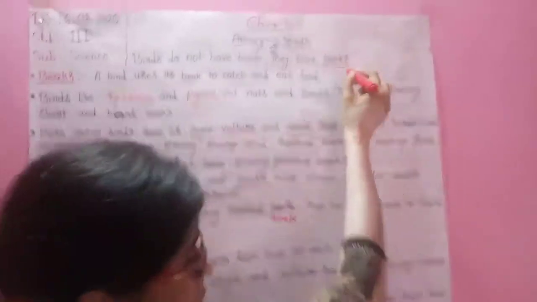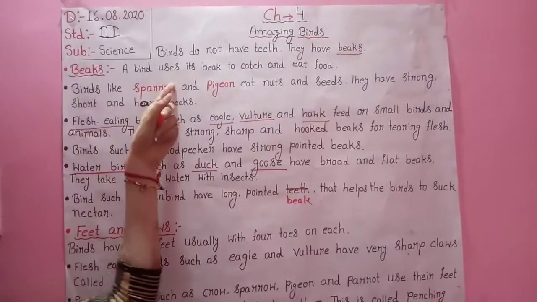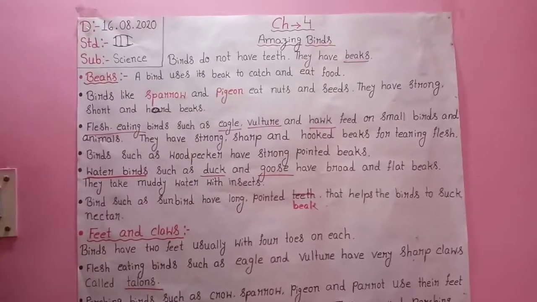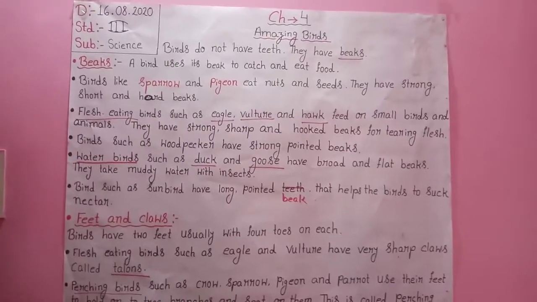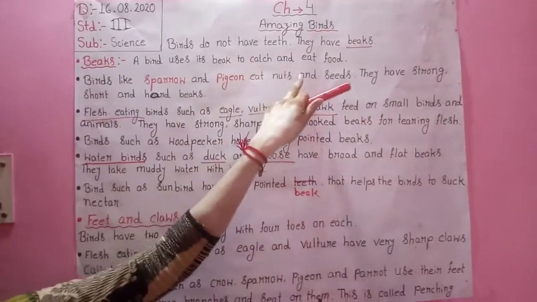What is a beak? A beak is the eating organ of a bird. So what is the function of the beak? The beak helps the birds to catch and eat food.